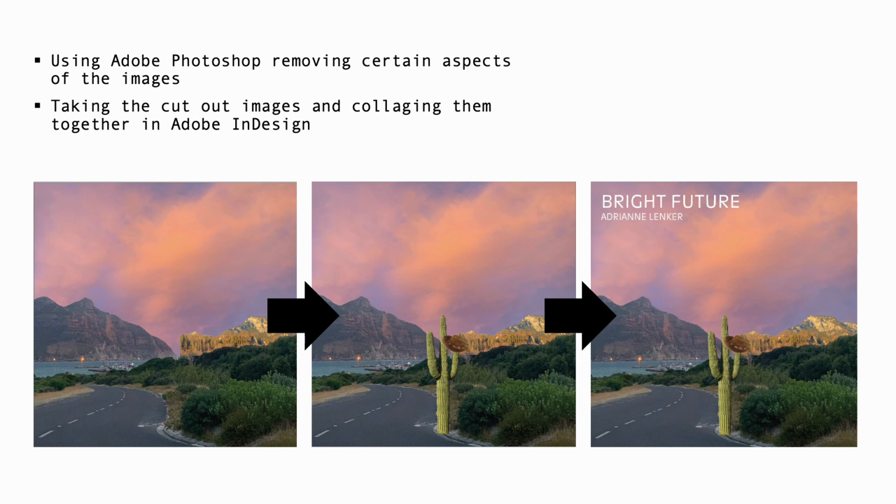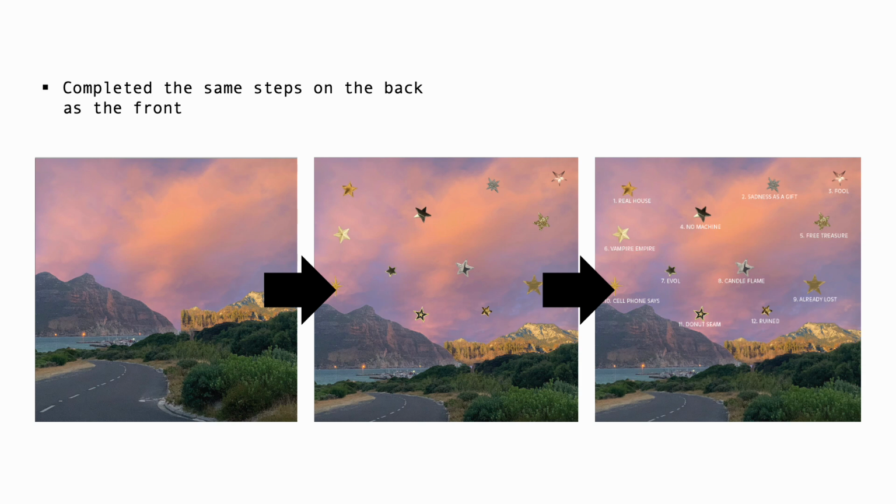I then removed certain pieces of the images using Adobe Photoshop and then layered those pieces together on InDesign. To top it off, I then added text to the top left corner to keep it minimal but add that little touch I felt was missing. I did the same process on the back of removing certain bits of the photo and collaging them together to create a collage starry sky with each star representing a song on the album.